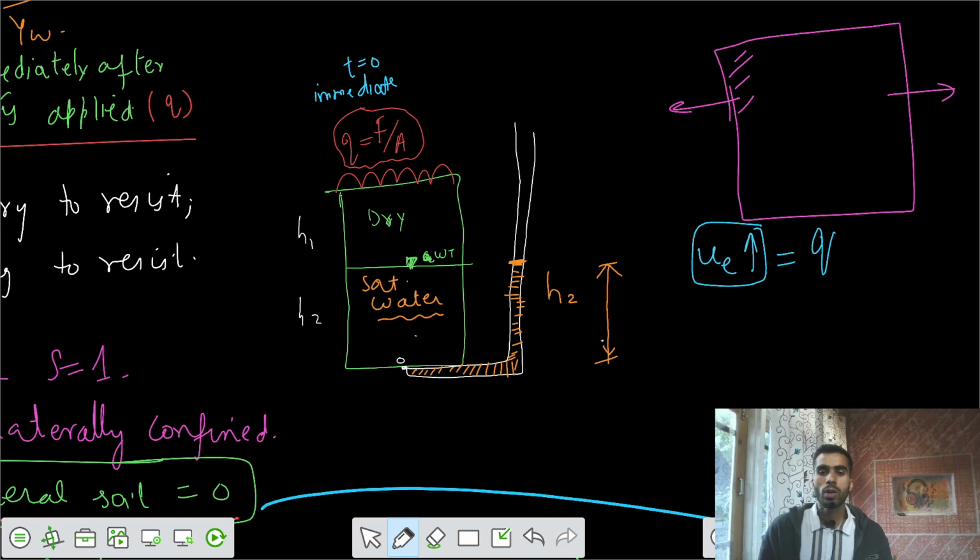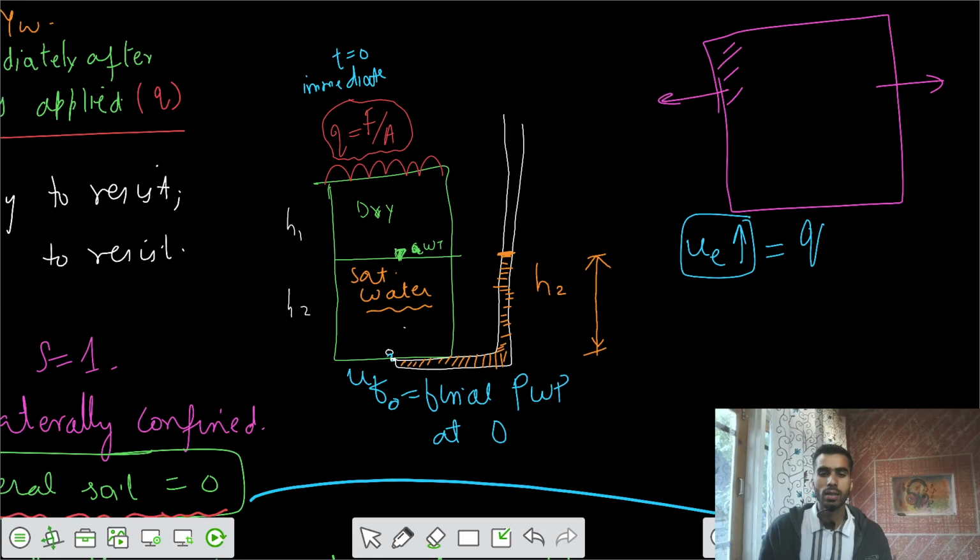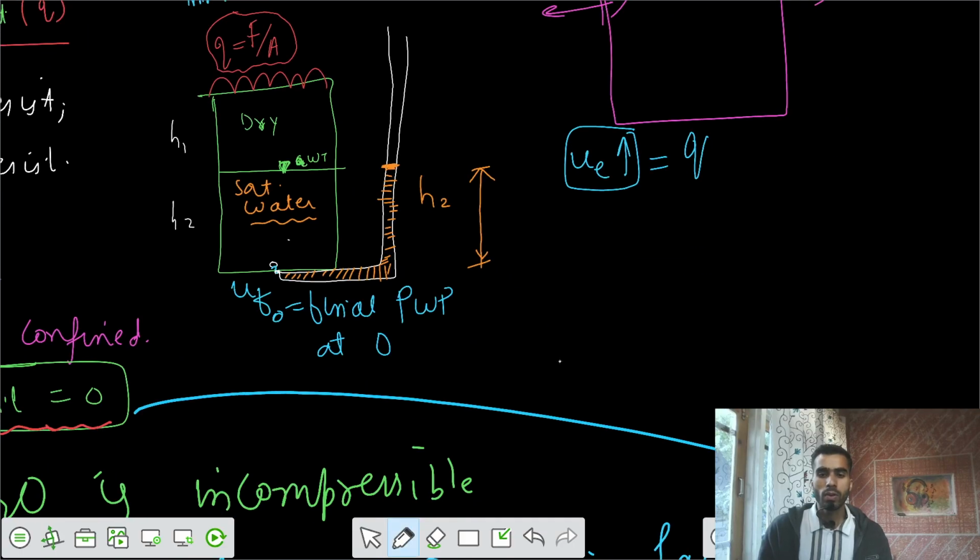Because of this pore water pressure, what is the final pore water pressure at this location, at this point O? This is very important here. The final pore water pressure at point O would be what was initially there plus the excess. Initially we had the value gamma w into h2.